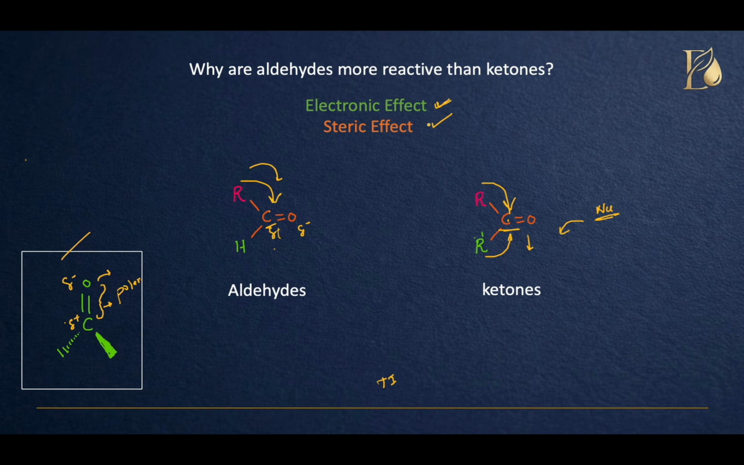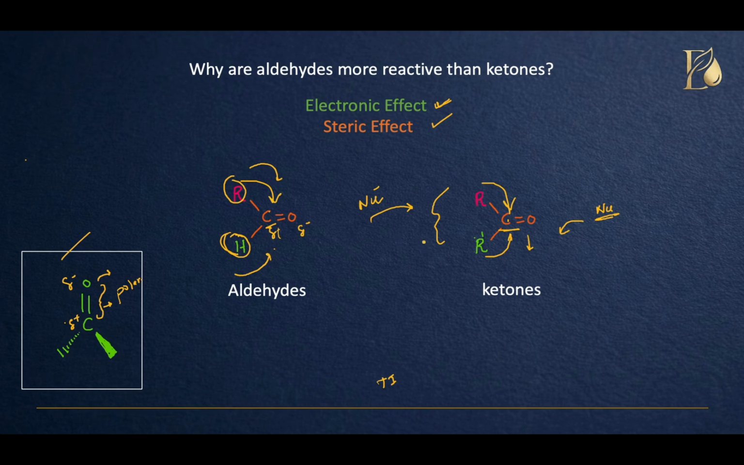Now what is the steric effect? It is steric hindrance. In ketones there are two bulky alkyl groups, but in aldehydes there is only one alkyl group and the other is a hydrogen atom. Because of the bulkiness of the alkyl groups in ketones, the attack of a nucleophile becomes difficult. While in aldehydes, one side is just a hydrogen and the other is an alkyl group, so a nucleophile can come and attack easily compared to ketones.